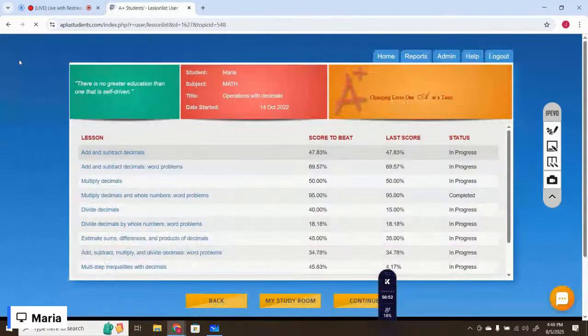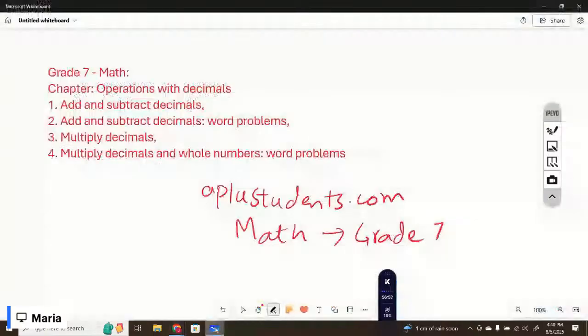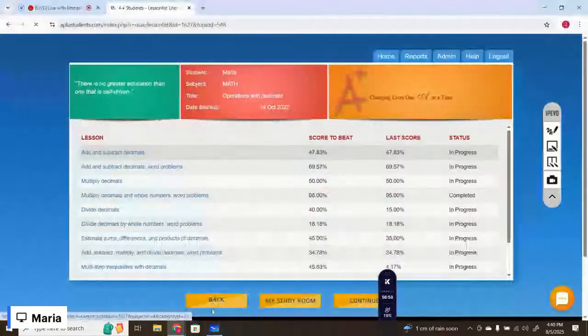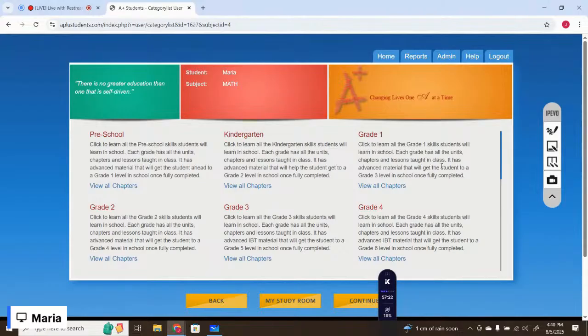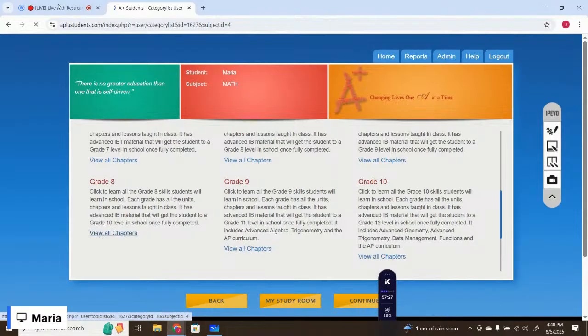So, we were working on grade 7 math. The chapter we were working on is operations with decimals. The lessons we have covered are add and subtract decimals, word problems, multiply decimals, and whole number word problems. So please make sure you have your notebook and pencil so that you can note down the important examples and definitions as well. Please make sure you complete all the practice questions for the lessons we just did before the next session.